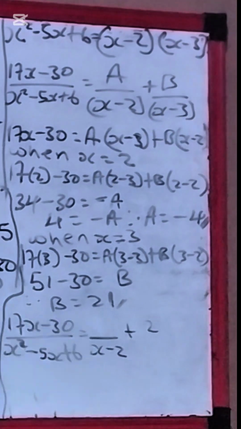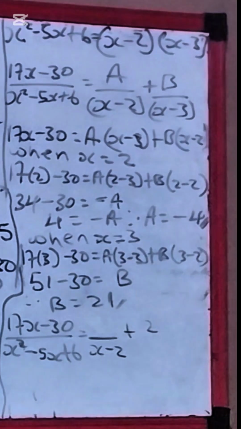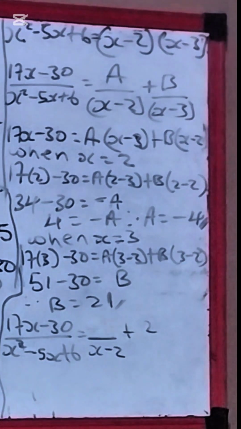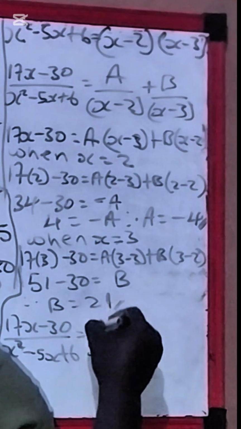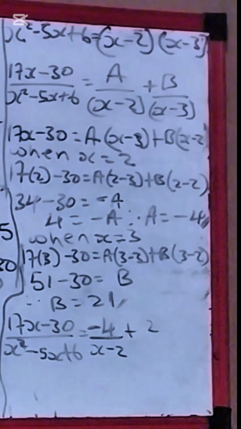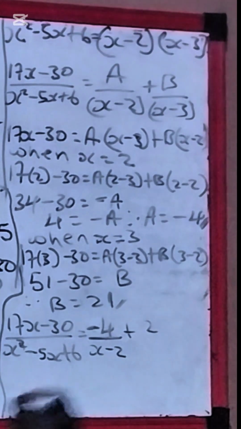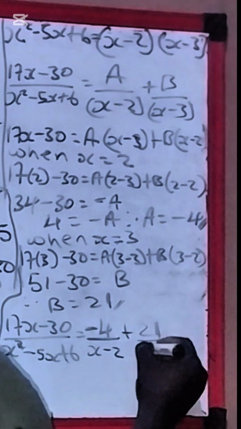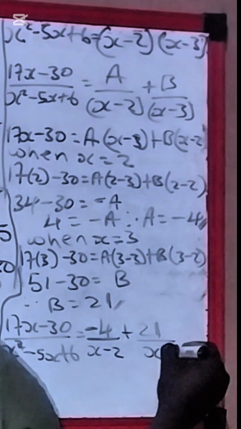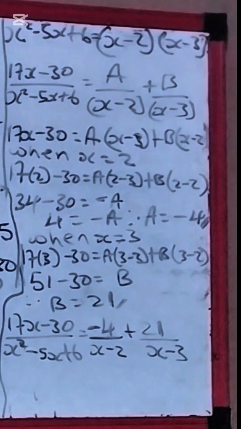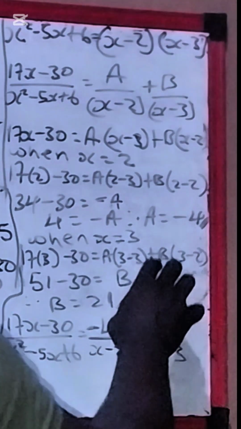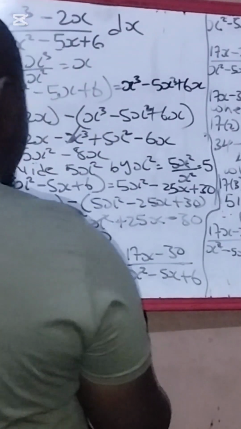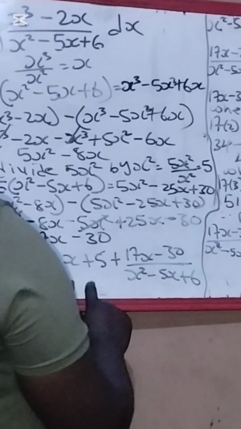Sorry, we got a as minus 4. Not even 2. Sorry, minus 4 over x minus 2. Then b will give us 21 over x minus 3. So these are the two values of a and b. And remember, we still have this here.